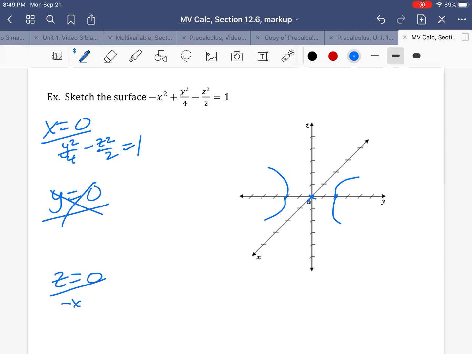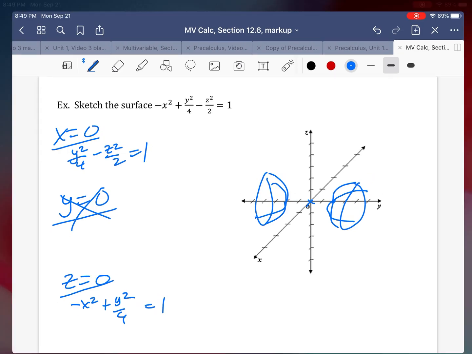Okay, and z equals 0. If z were equal to 0, then you would get negative x squared plus y squared over 4 equals 1. So again, that would be a hyperbola touching the y-axis at 2. We kind of already have that. But basically, that's going to be with the y and the x-axis, so it's going to be a hyperbola coming this direction and coming in that direction. So what you get are these little cup or bowl features on either side.